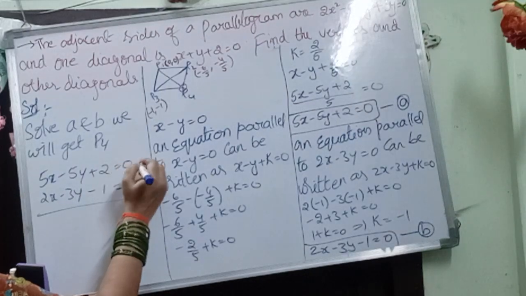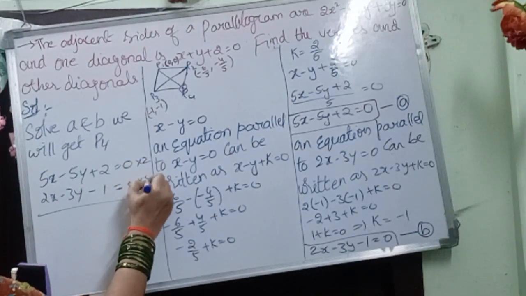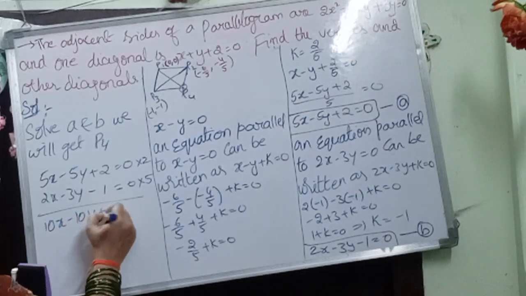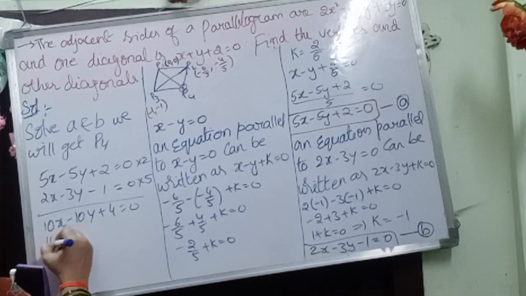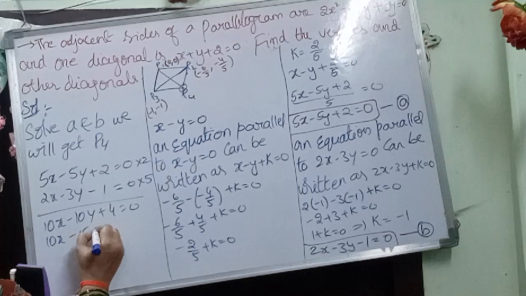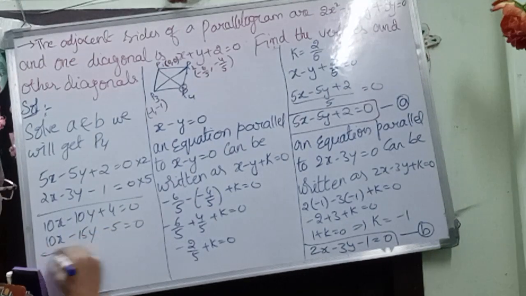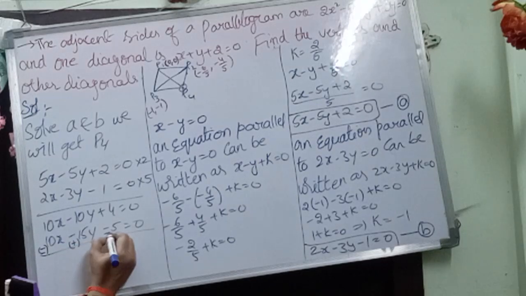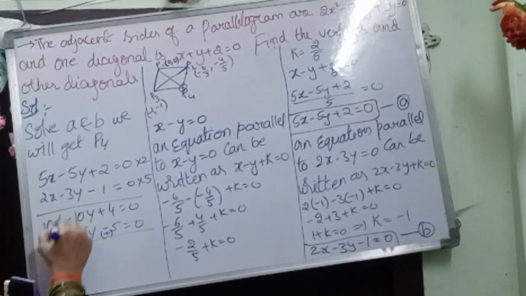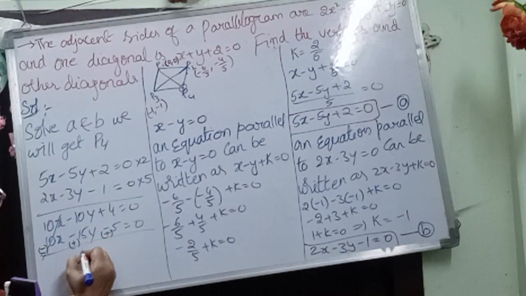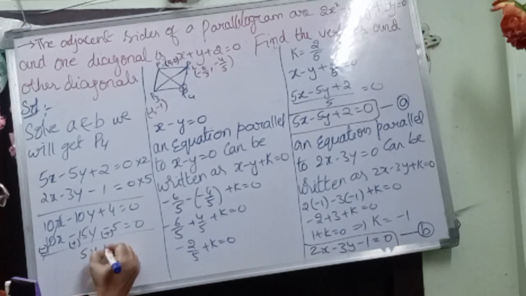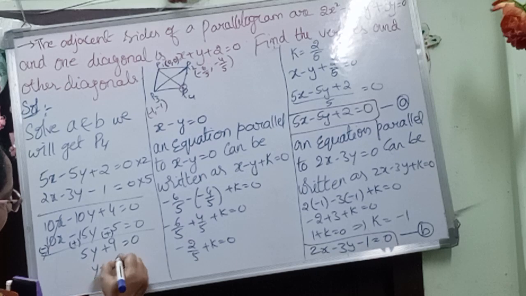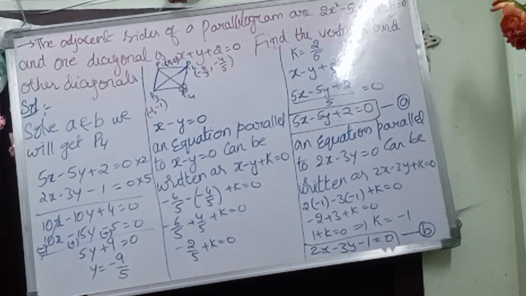So multiply this with 2 and this with 5. 10x minus 10y plus 4 equal to 0. 10x minus 15y minus 5 equal to 0. Now subtract. This becomes minus, this becomes plus, and this becomes plus again. So these two get cancelled. 5y, this becomes 9, equal to 0. y equal to minus 9 by 5.